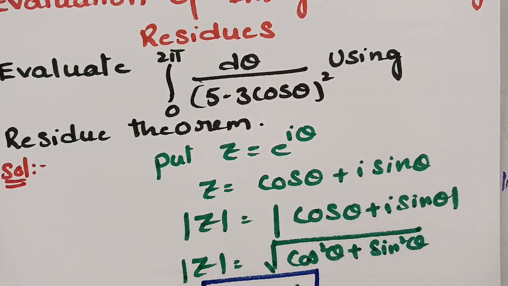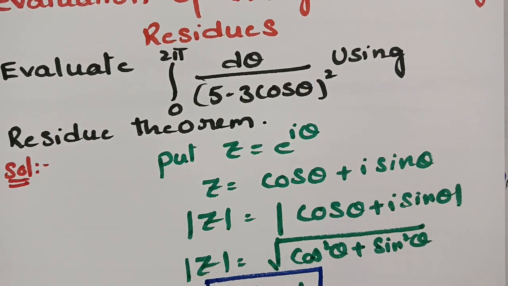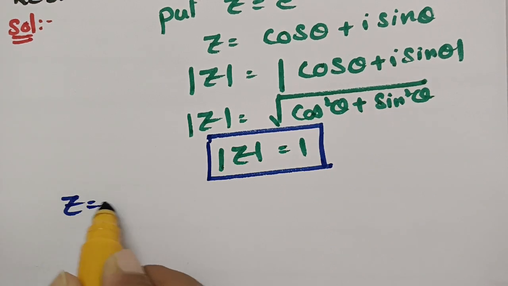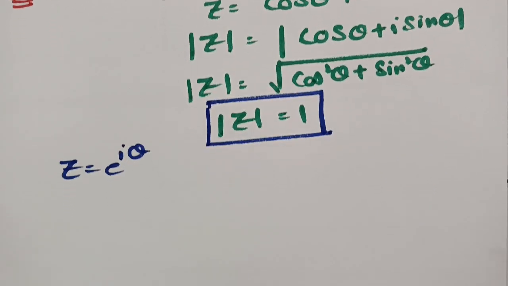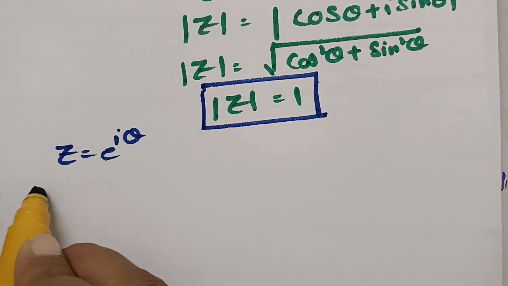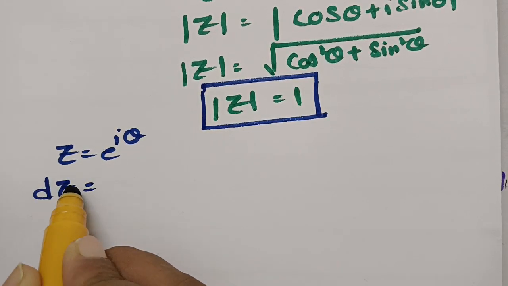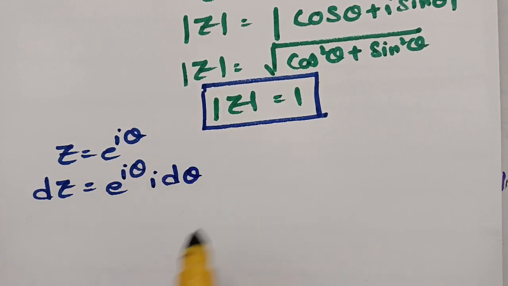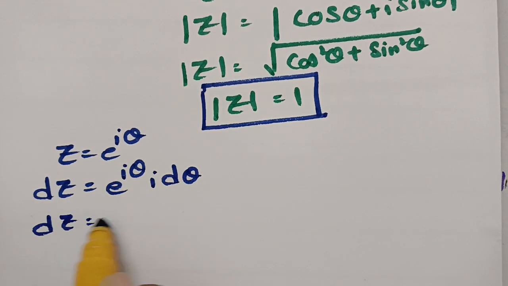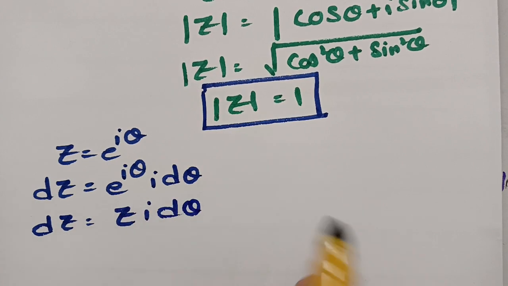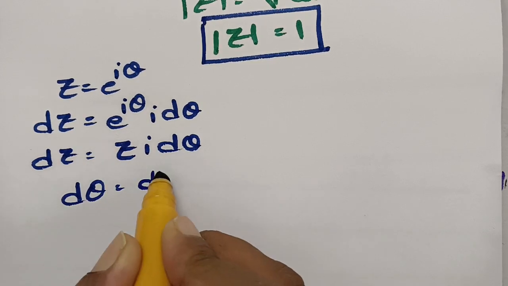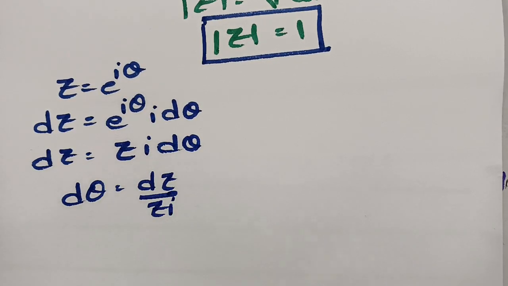The next thing is d theta. Using z equal to e power i theta, if I differentiate on both sides, dz is equal to e power i theta times i d theta. So dz is equal to zi d theta. Therefore our d theta value will be dz by zi.